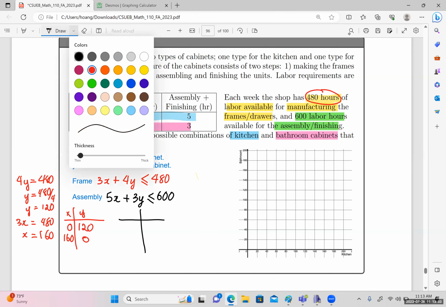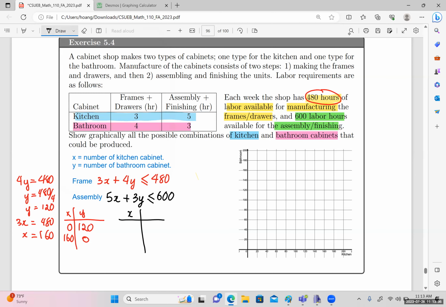For the black one, I put x equals 0. I'm gonna have 3y equal to 600. Then y will be equal to 200. Right. And for y equals 0, what happens with x? We have 5x equal to 600. Then x equals 120. Right? 120.